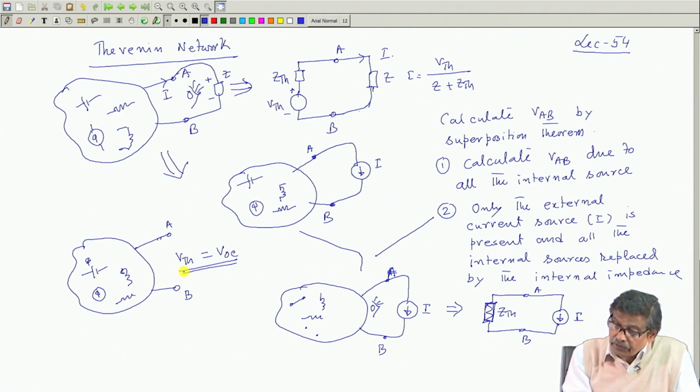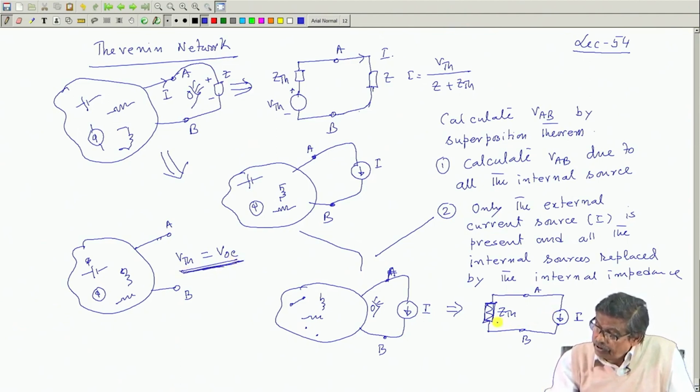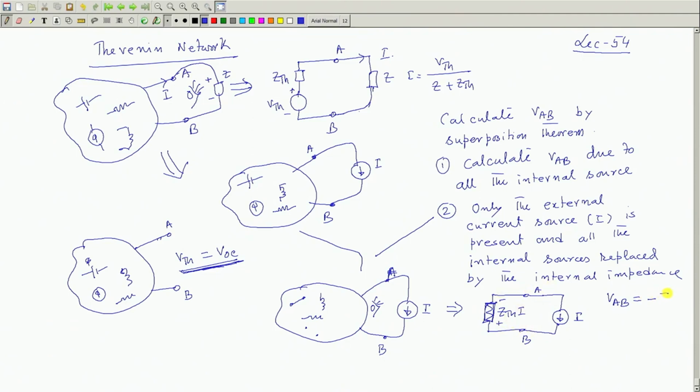So, I first calculated V Thevenin's OC. So, what will be this voltage? This voltage will be, this is plus, this is minus, Z Thevenin's into I. So, V AB under this condition, with the potential of this with respect to this, is minus; B to A you go, minus Z Thevenin's into I.